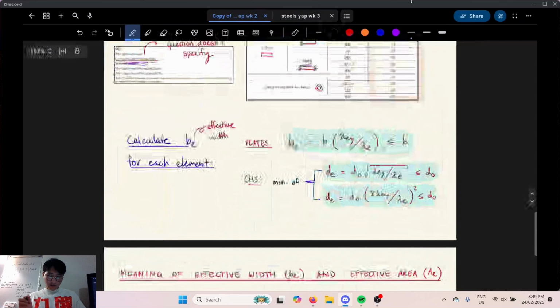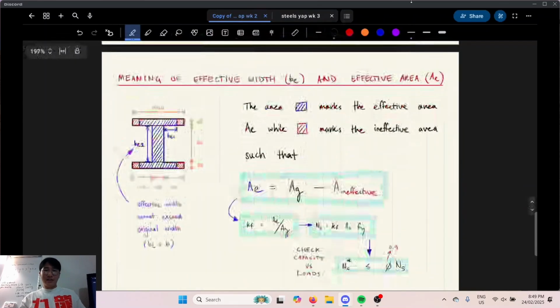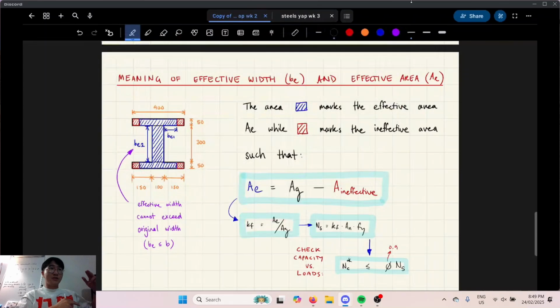Okay, so we need to calculate the effective width. There are formulas for it, but let's just understand it intuitively. I think this drawing helps a lot. Your effective width is basically the width of your elements that you calculated that don't buckle. So if we're looking at the web element here, B_E2, the effective width is equal to the width. What does that say? All of it is being used in carrying force, without buckling, in the failure mode.